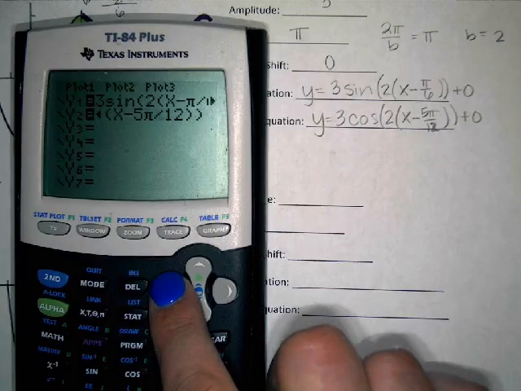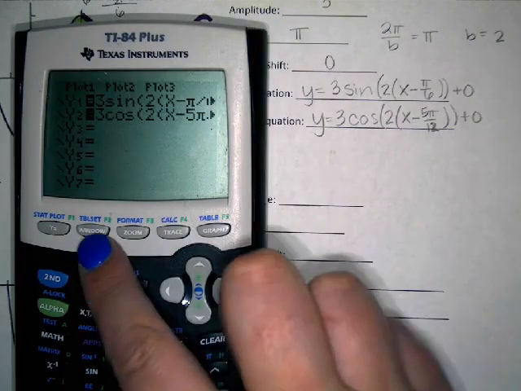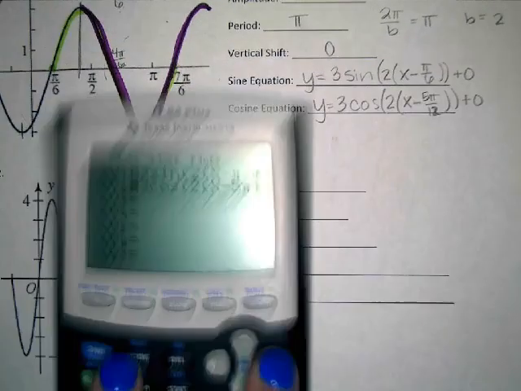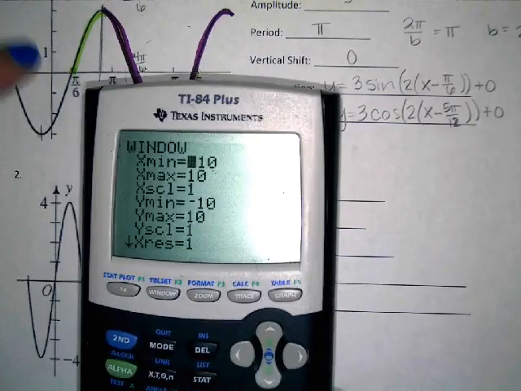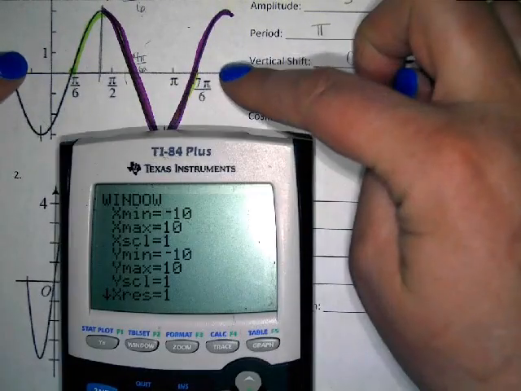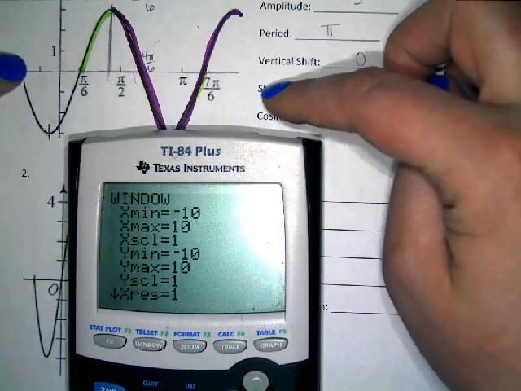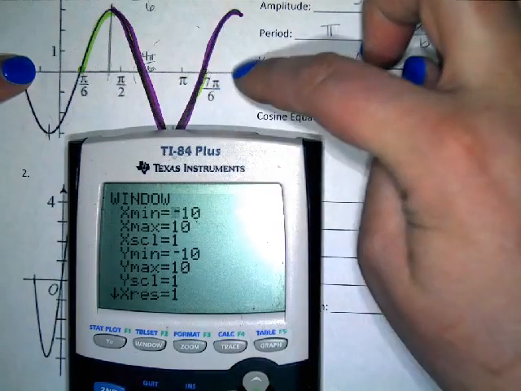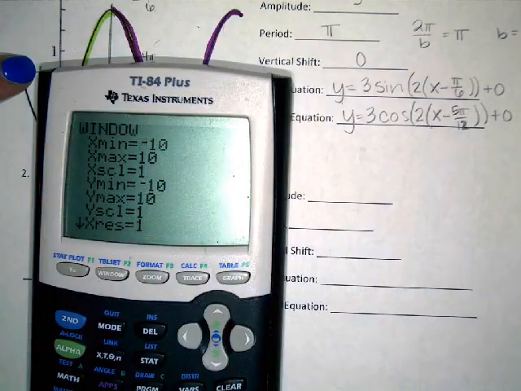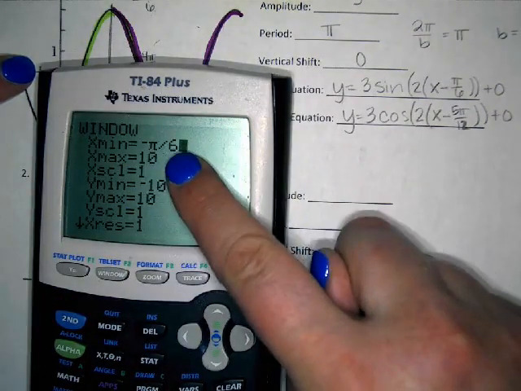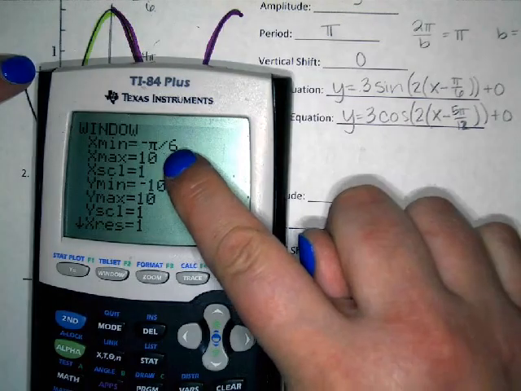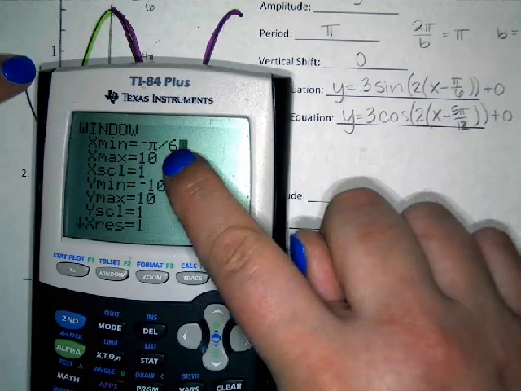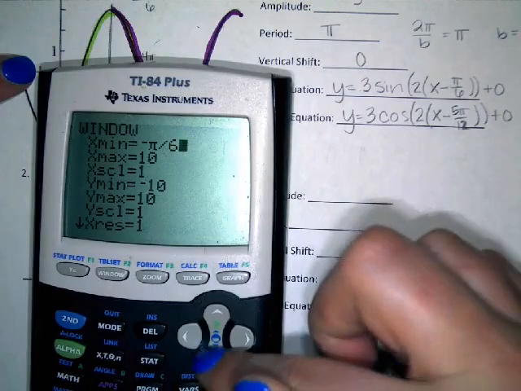Okay, now when I go to window, I'm going to change my window so that it looks like this, because I want it to look about the same. So for my x min and x max, I'm going to have this go from negative pi 6 over here to 7 pi 6, 8 pi 6 over here. So my x min, I'm going to do negative pi divided by 6. See how I typed it? Negative pi divided by 6. As soon as I go down to the next line, it's going to turn it into decimals. So negative pi 6 and then 8 pi 6.